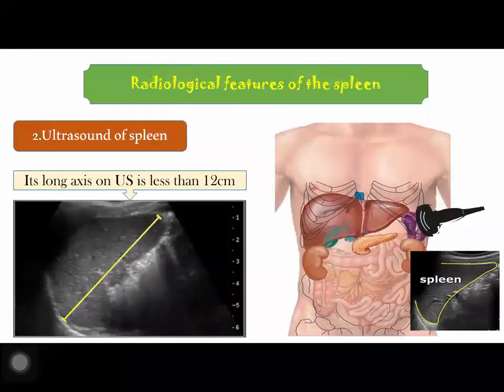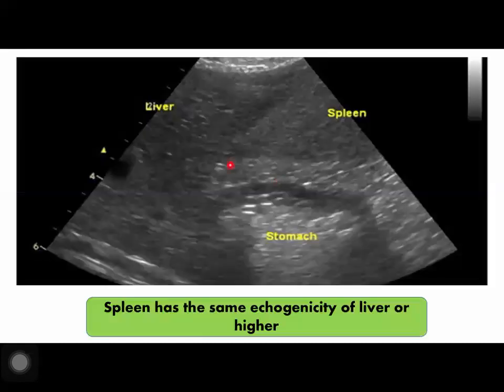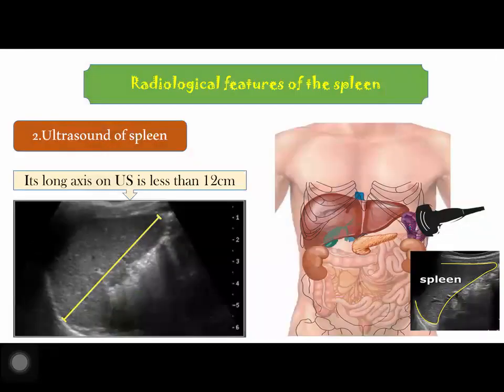Radiological features of the spleen. The most proper position for splenic ultrasound is supine or left lateral. The spleen has the same echogenicity as the liver, or is slightly more echogenic than the liver, and sometimes the spleen becomes highly echogenic due to its many vessels. The long axis of the spleen on ultrasound is less than 12 cm according to Ryan, while other textbooks say less than 14 cm.